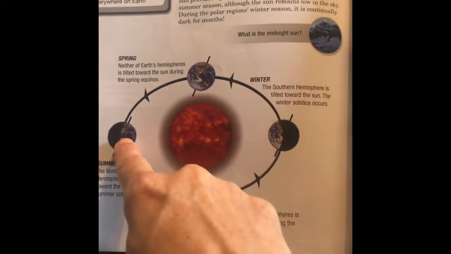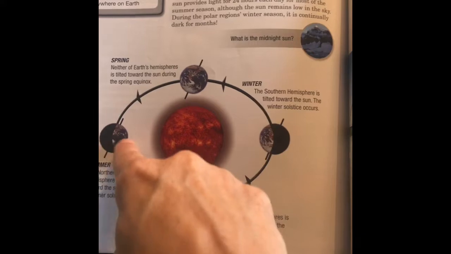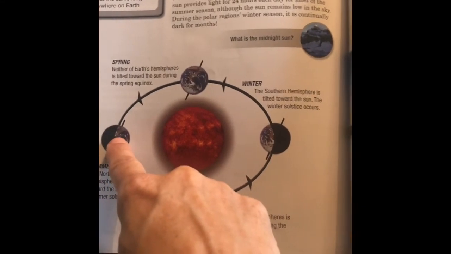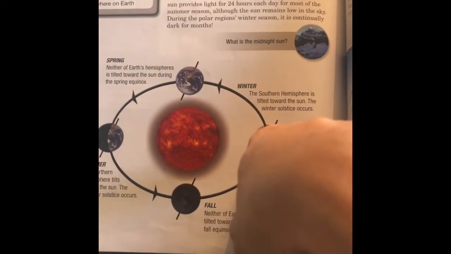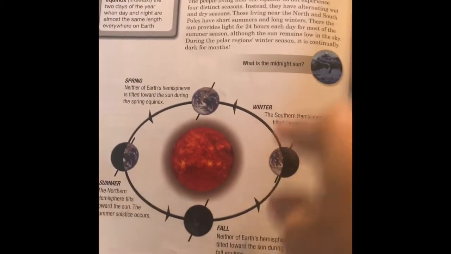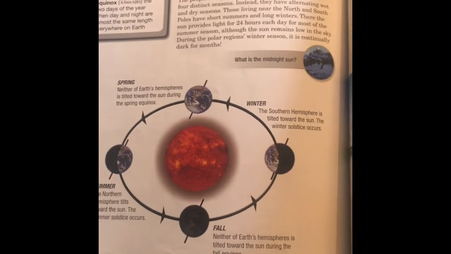The same with over here. It gets direct sunlight during the day, and during the night it does not. There's never a time when the equator really is tilted away from or towards the sun. So that's why if you live at the equator, you do not have those 4 distinct seasons.